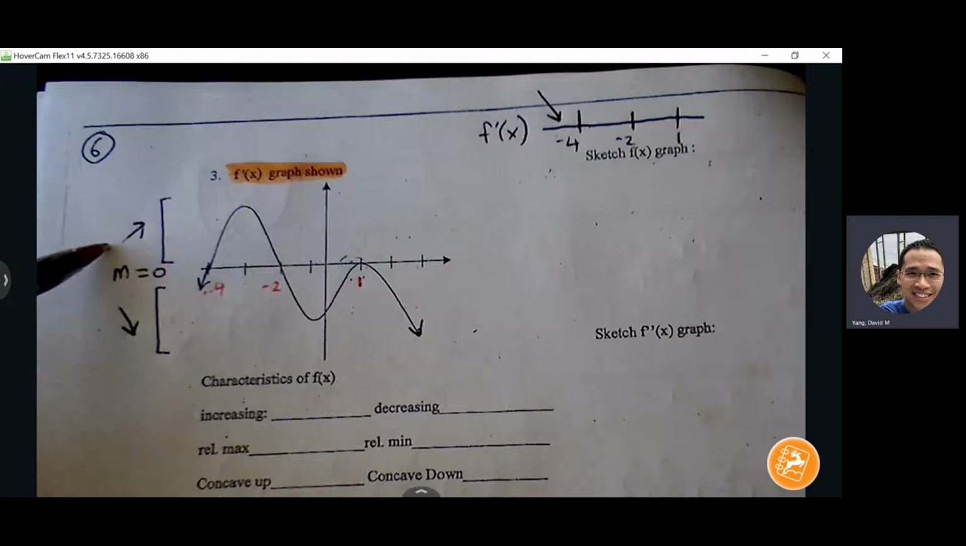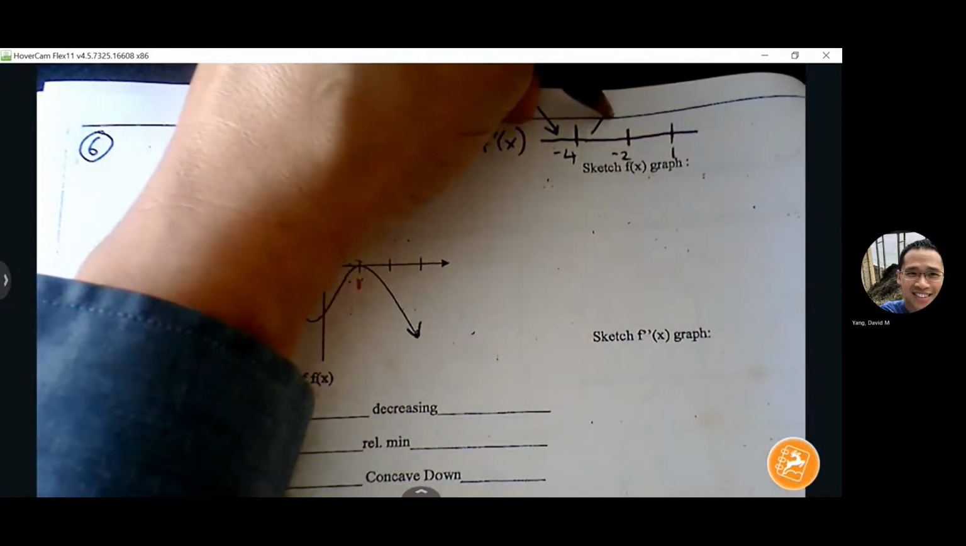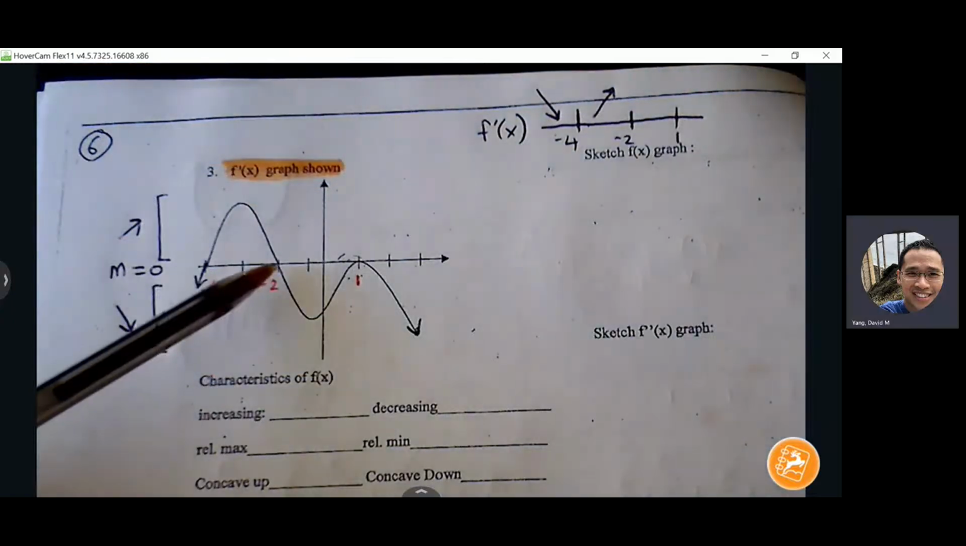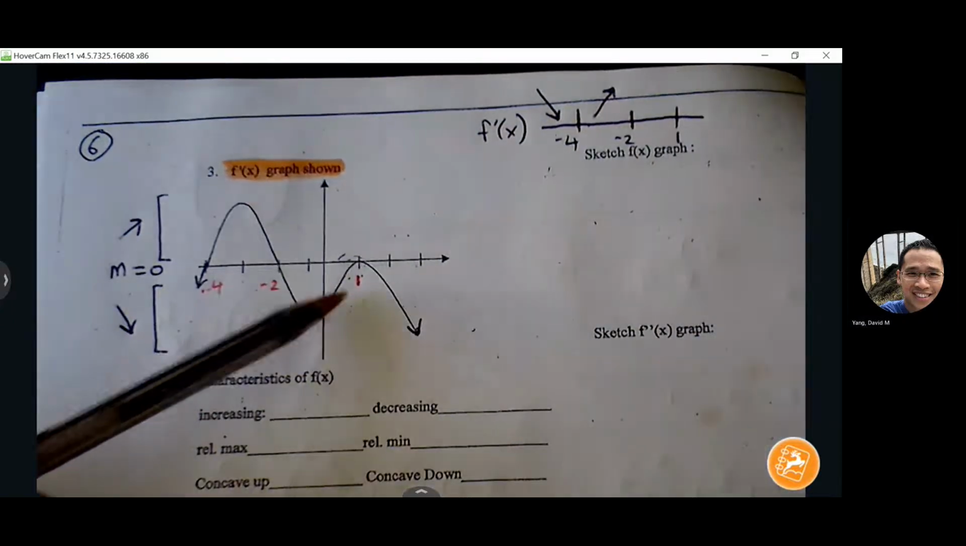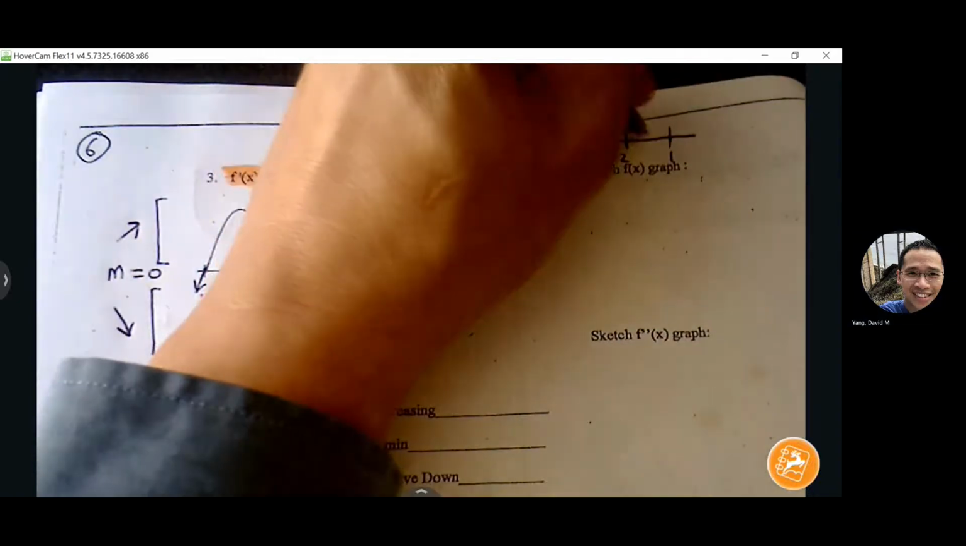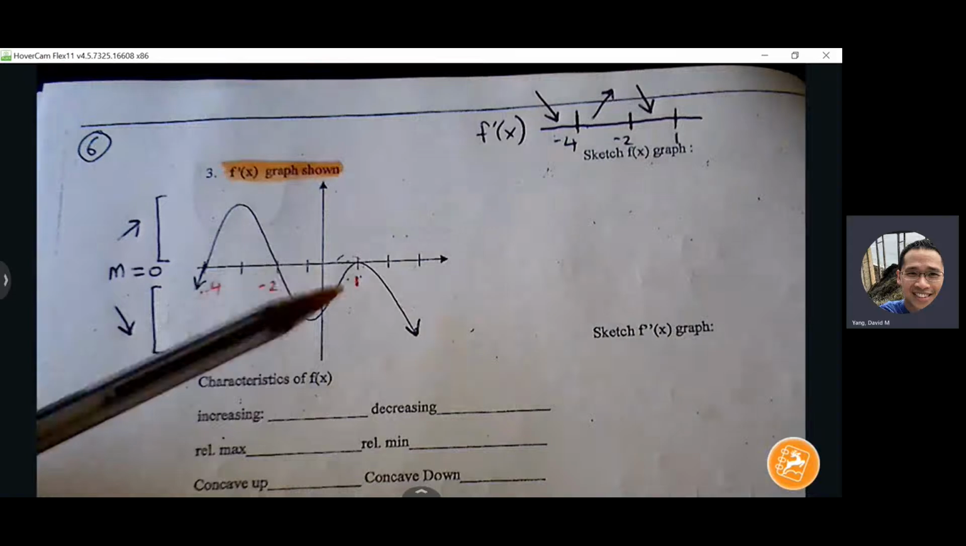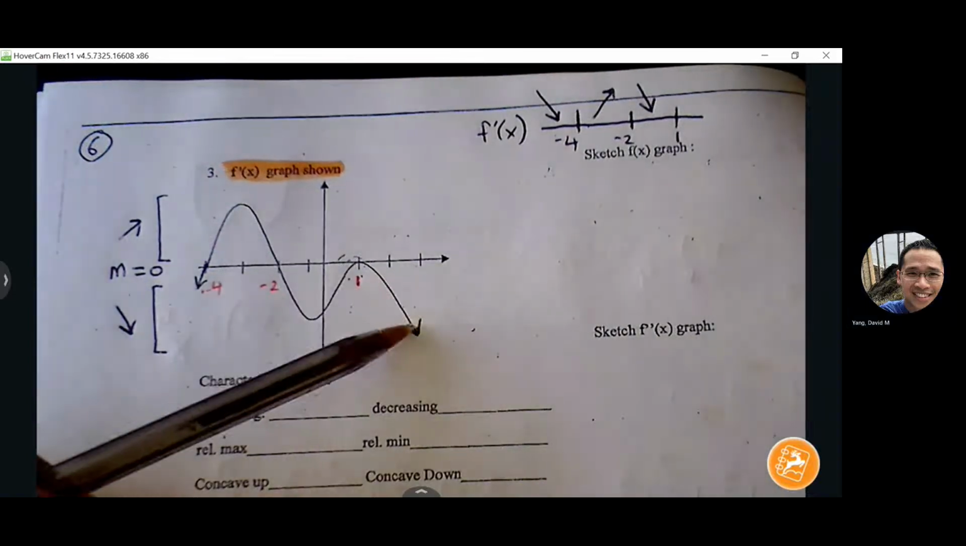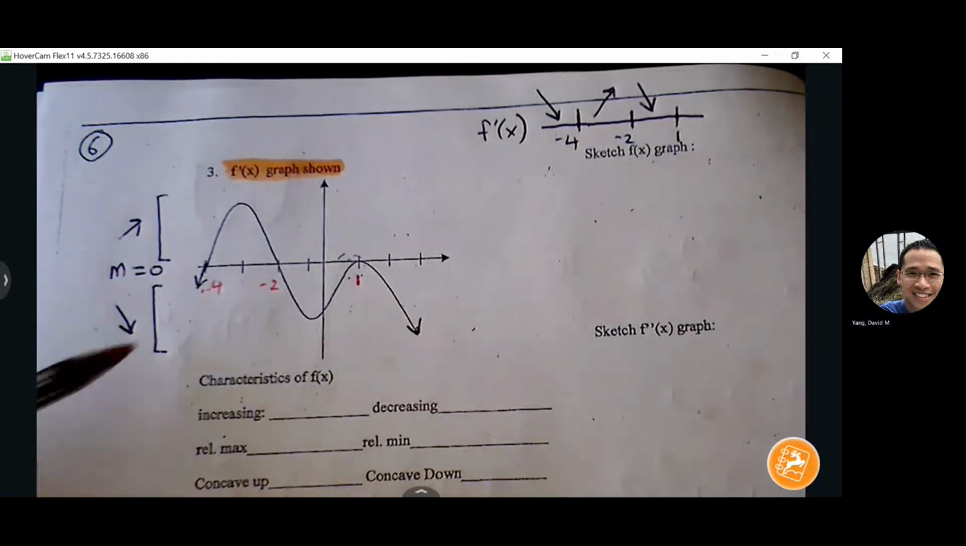Above. So above is translated to be a positive slope. Okay. Between -2 and 1? Below. So look at the symbol. Negative slope. Okay. And then to the right of 1? Below. So what? Negative slope.